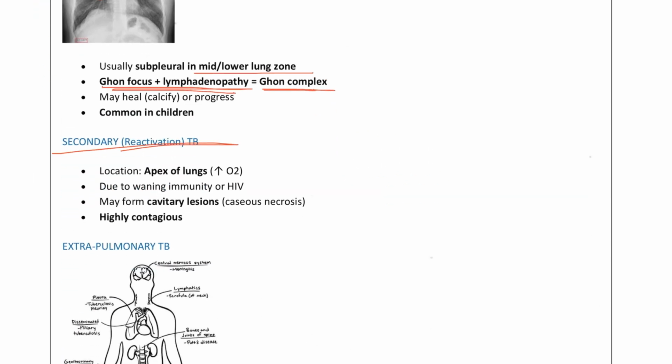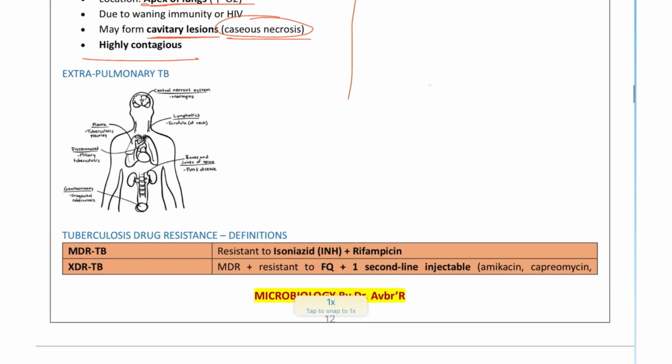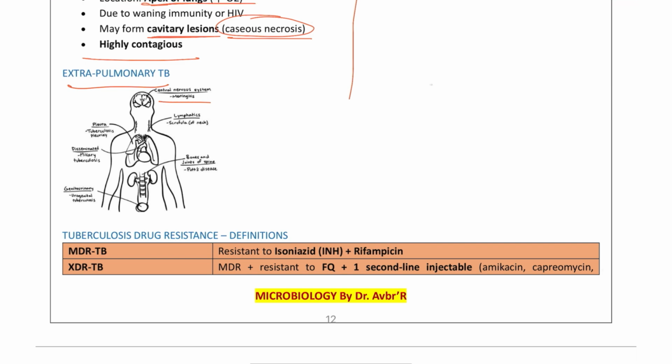Secondary TB is due to reactivation of TB. This will be seen in the apex. Now, what we discussed earlier is seen in the lung zone, but here it is going to be seen in the apex of the lung. Next, it may form cavitary lesions, which cause caseous necrosis. Non-caseous is sarcoidosis, but caseous necrosis is TB, highly contagious. There are many types of extrapulmonary TB. It can induce meningitis, lymphadenopathy and bone osteomyelitis, or the patient will have Pott's disease, urogenital tuberculosis, and also disseminated disease like miliary tuberculosis.